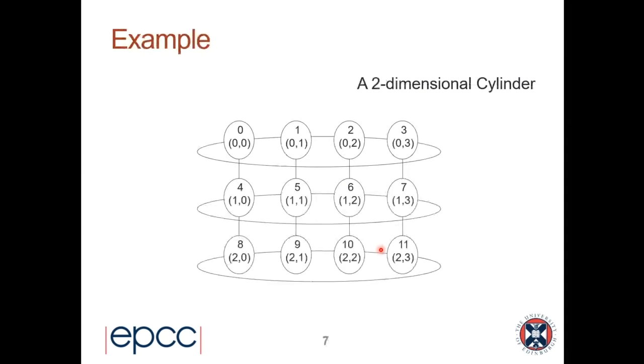It was quite easy to say that I've got 12 processes and I want them in a 4 by 3 grid. What happens if I've got 2,842 processes and I want them in a 3D grid?